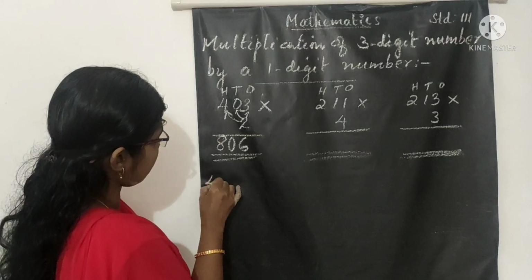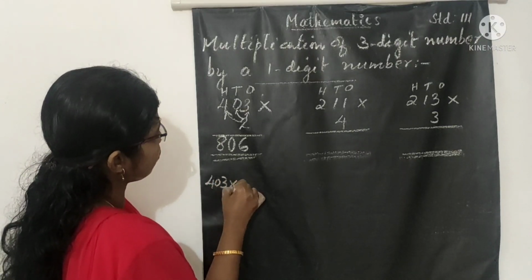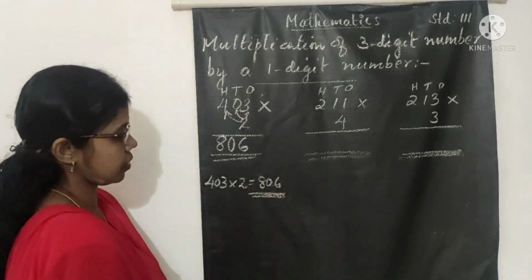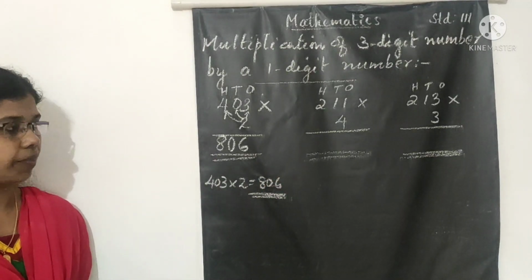Okay, last I write here 403 into 2, answer is equal to 806. Okay. First question done. Then second question.